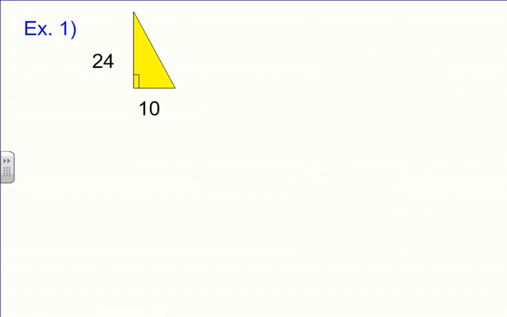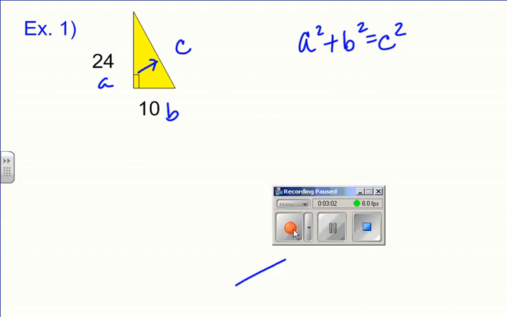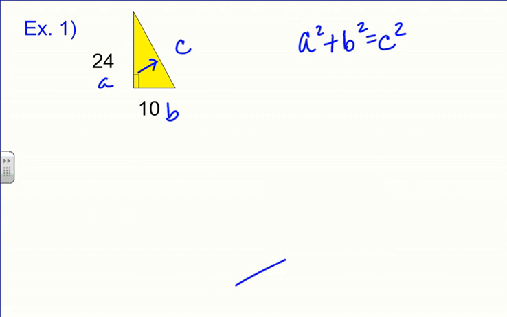Now, here I have a right triangle, and here's the right angle, and I have two sides here, 24 and 10. These are legs because opposite of the right angle is the hypotenuse, so that would be C. We'll label this A and B for right now. So I have A squared plus B squared equals C squared. What I'm going to do is substitute the values that I have. This value of A, which is 24, I'm going to put in here as 24 squared. The 10 I'm going to drop into the B slot, equals C squared.